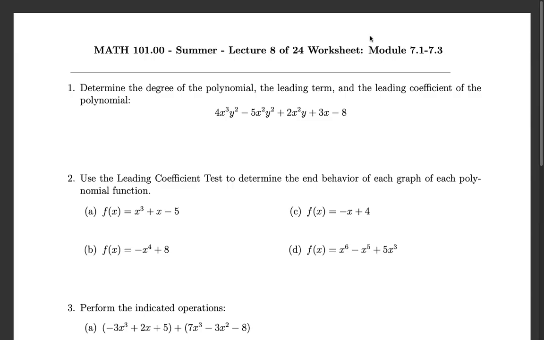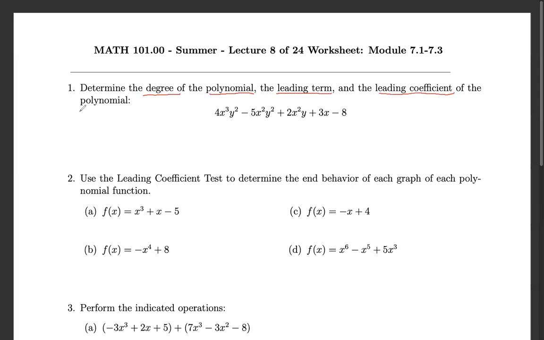Lecture 8. So today we're going to start talking about polynomials. Let's understand those terms: degree of a polynomial, leading term, and leading coefficient. So this is a polynomial, right?